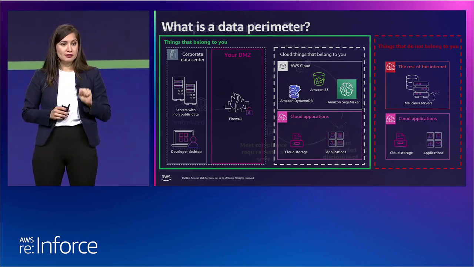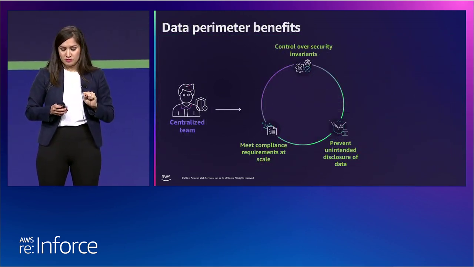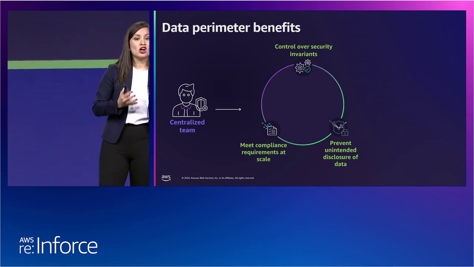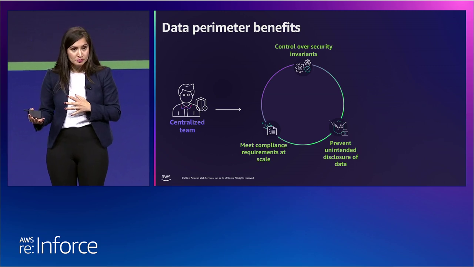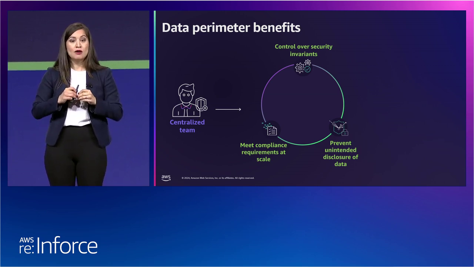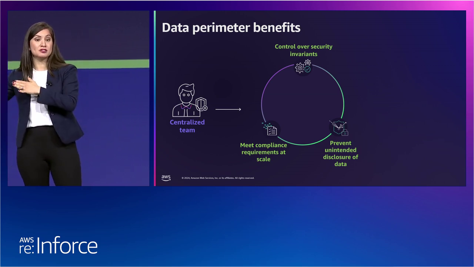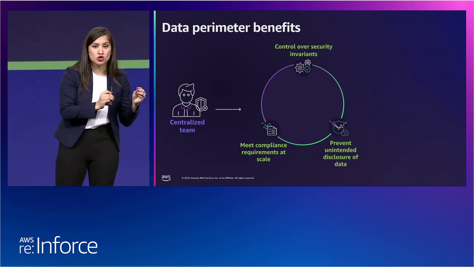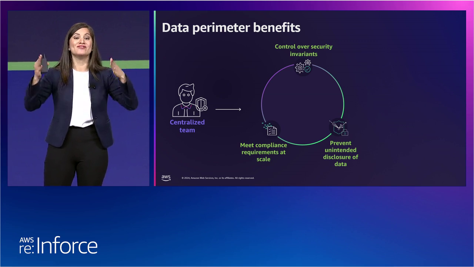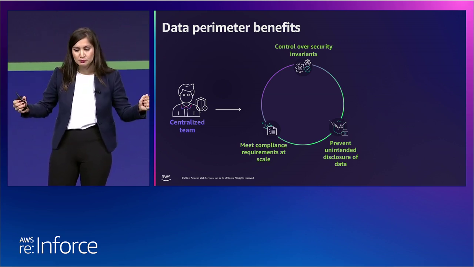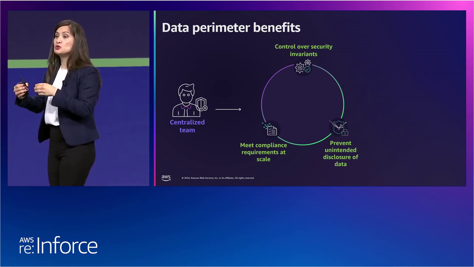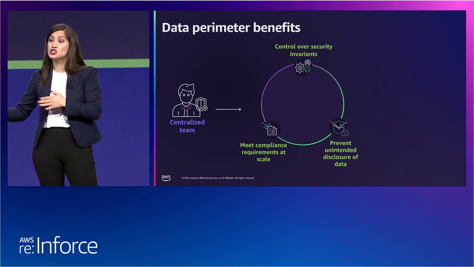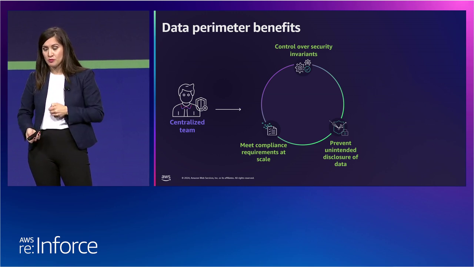And once you have that clear, your centralized team can codify those access patterns in policies that will help them meet compliance requirements at scale, create controls to ensure security invariants in the whole organization, and that helps you mitigate the risk of misconfigurations that can lead to unintended data exposure.